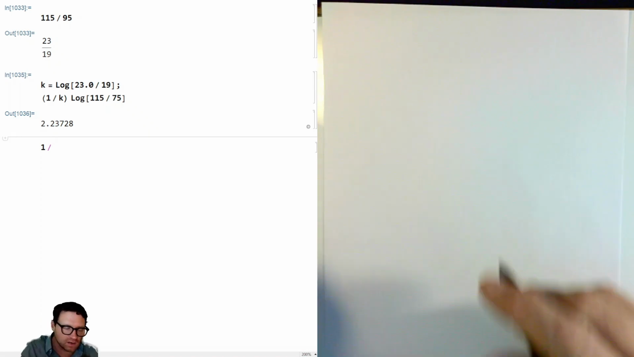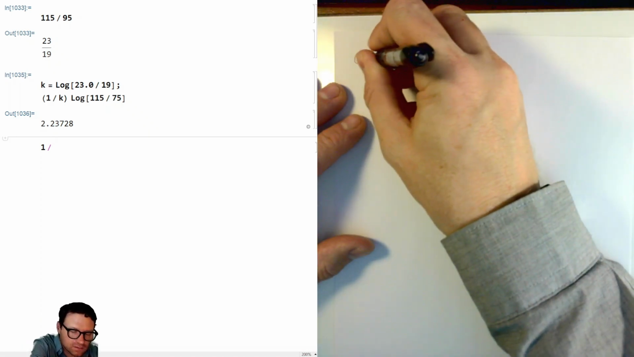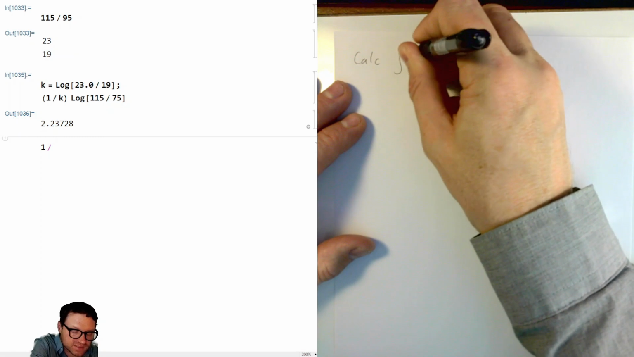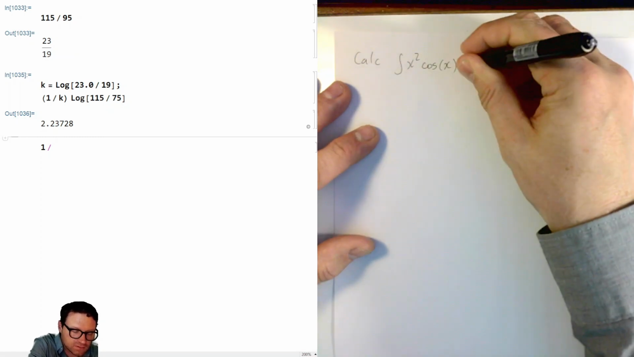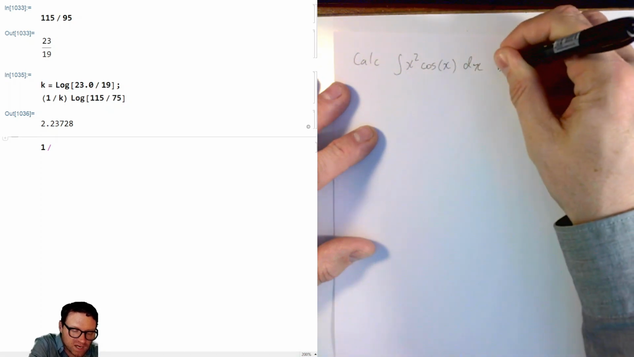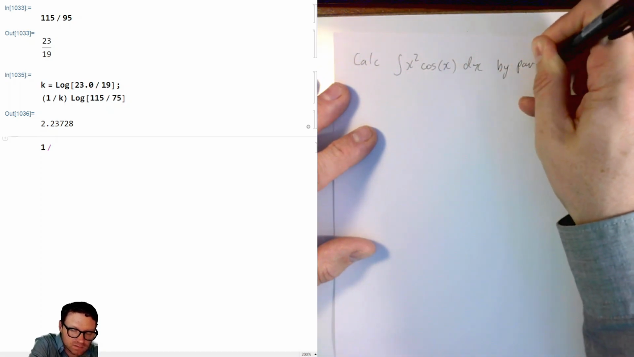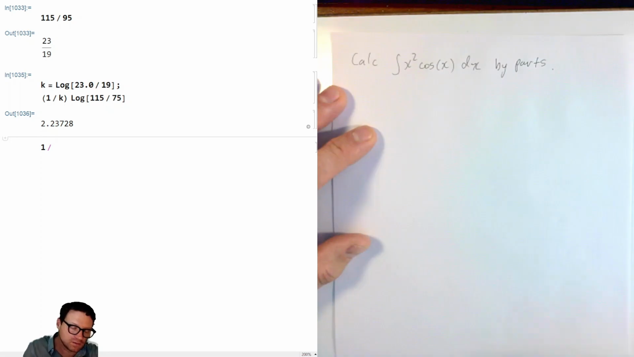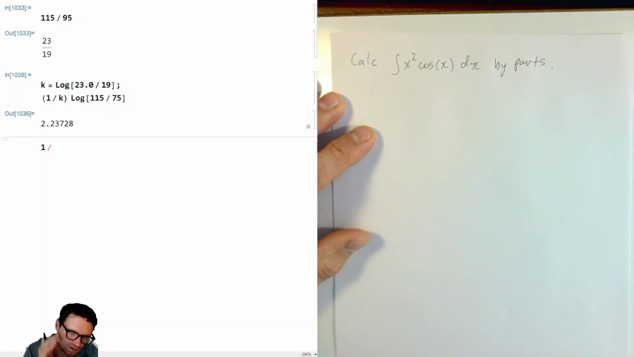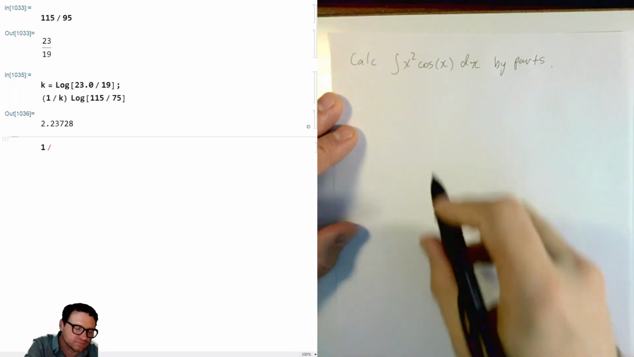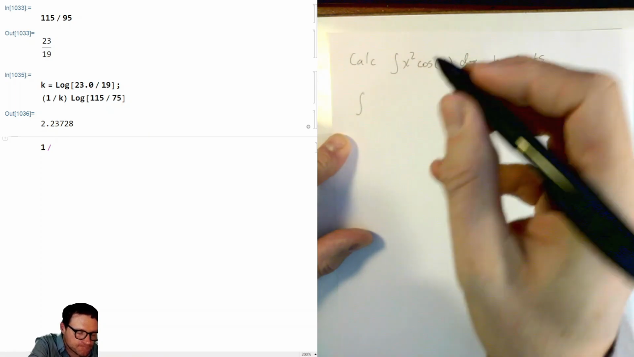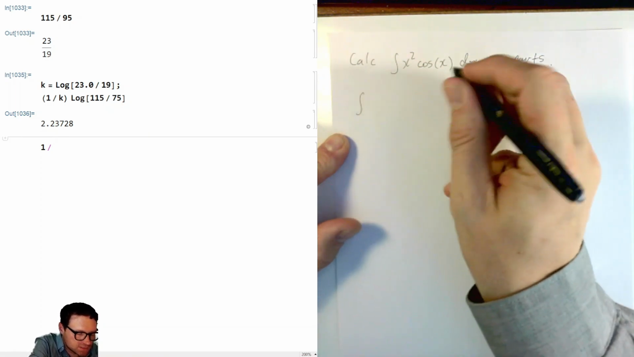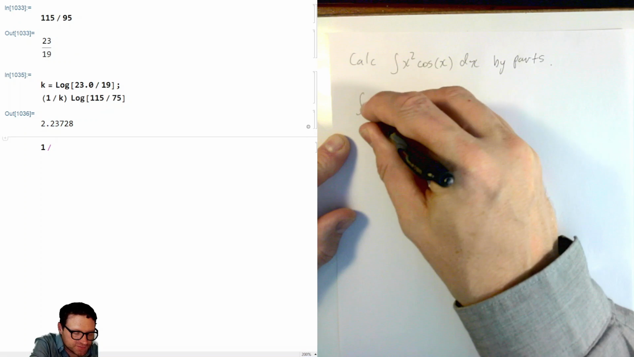Next one, calculate the integral of x squared cos of x by parts. Okay, so what we want to do here is replace the cos of x with a derivative. So cos of x is the derivative of sine of x.